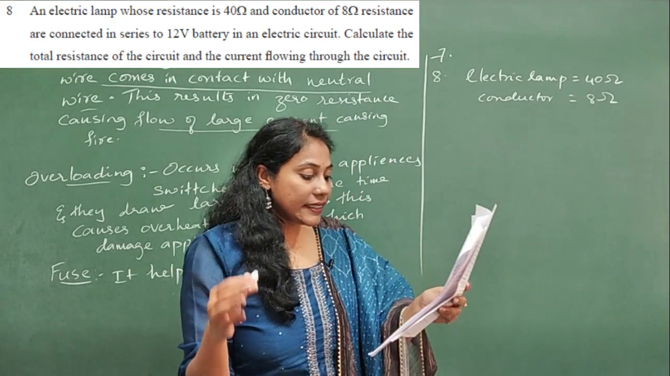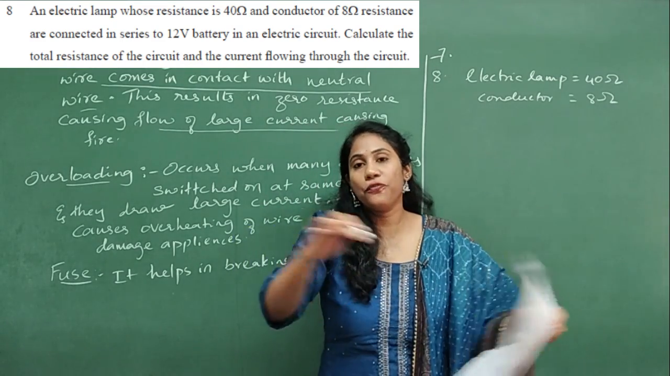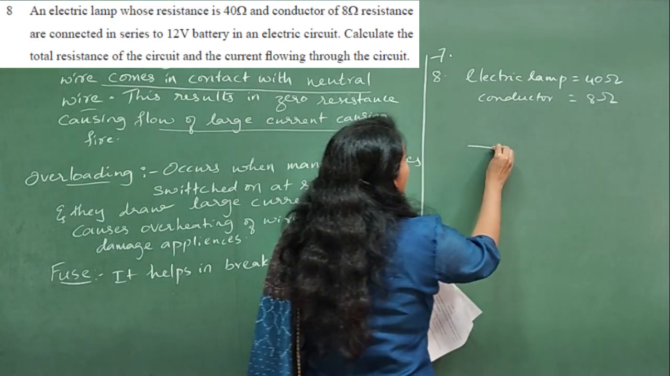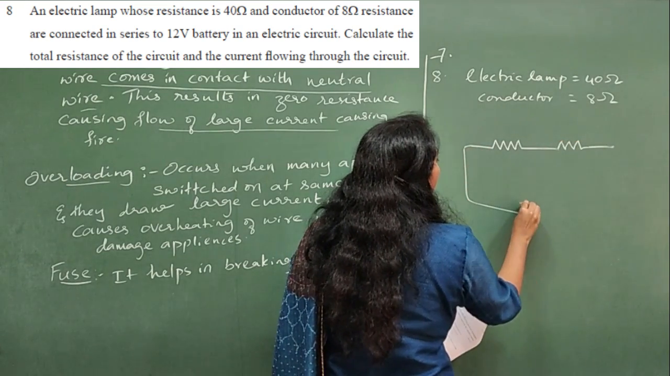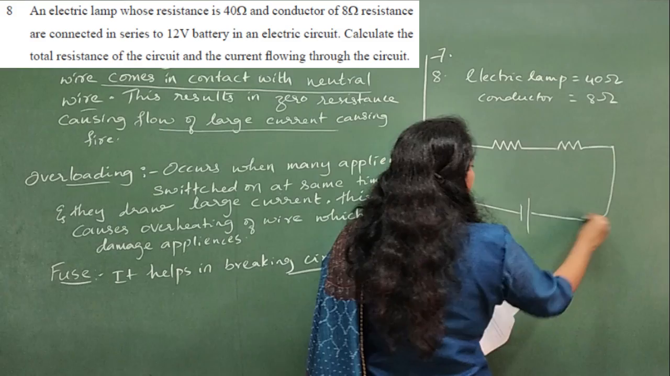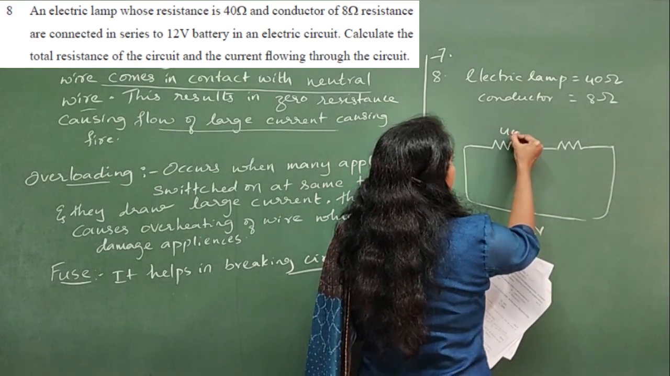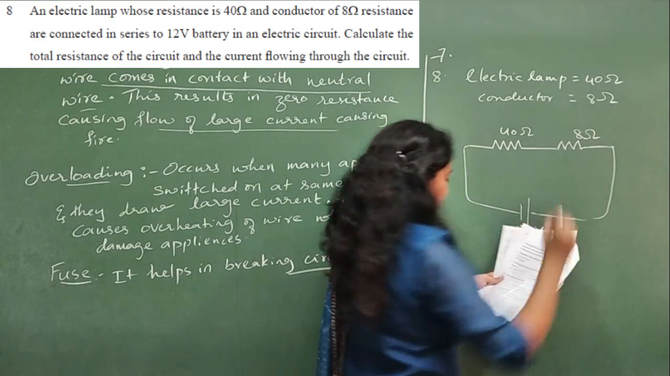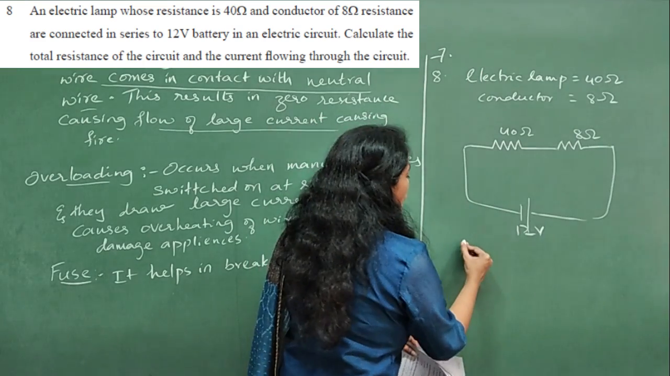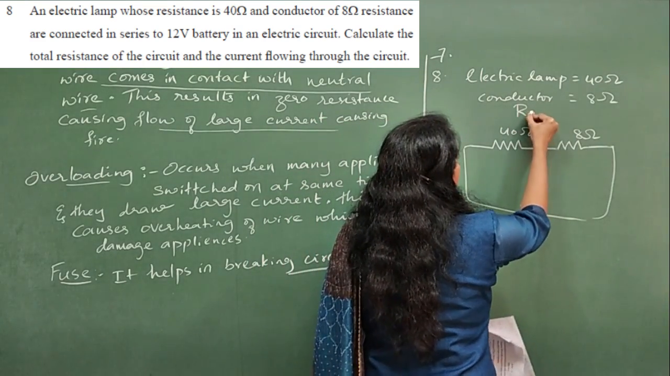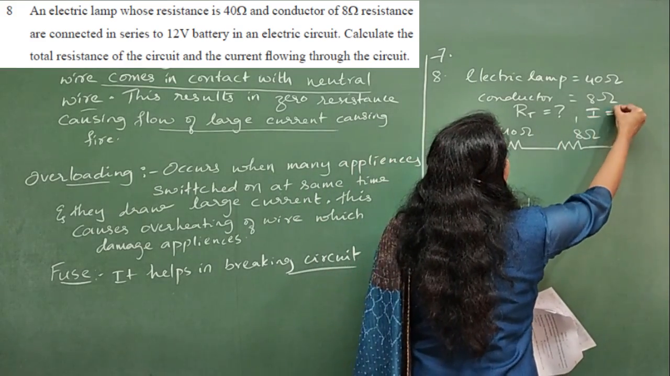Fine. They are connected in series to a 12 volt battery in an electric circuit. So first you have to draw a diagram, guys. Both are connected in series to a 12 volt battery, right? So battery voltage is 12 volts, and this is 40 ohm, this is 8 ohm. Very fine. What they asked you is to calculate the total resistance, and also the current, I, how much.